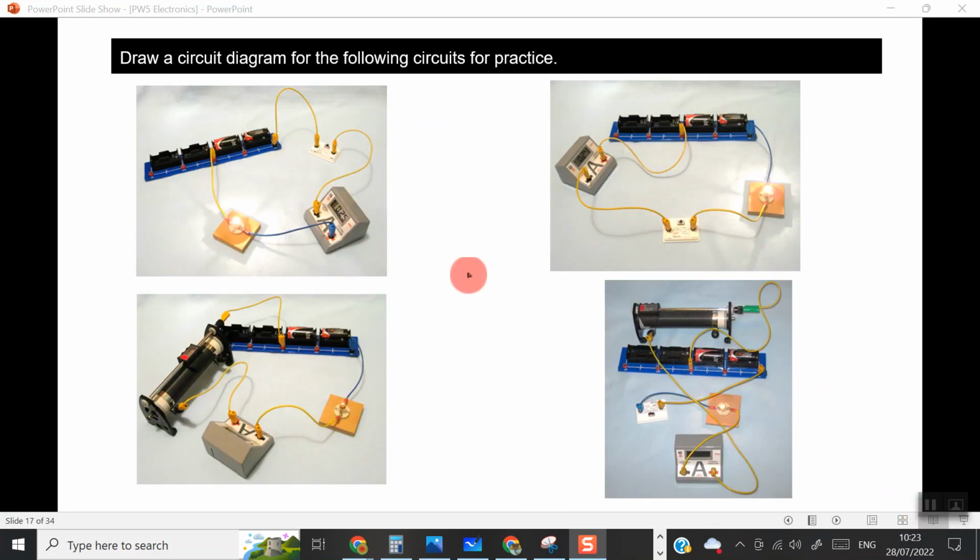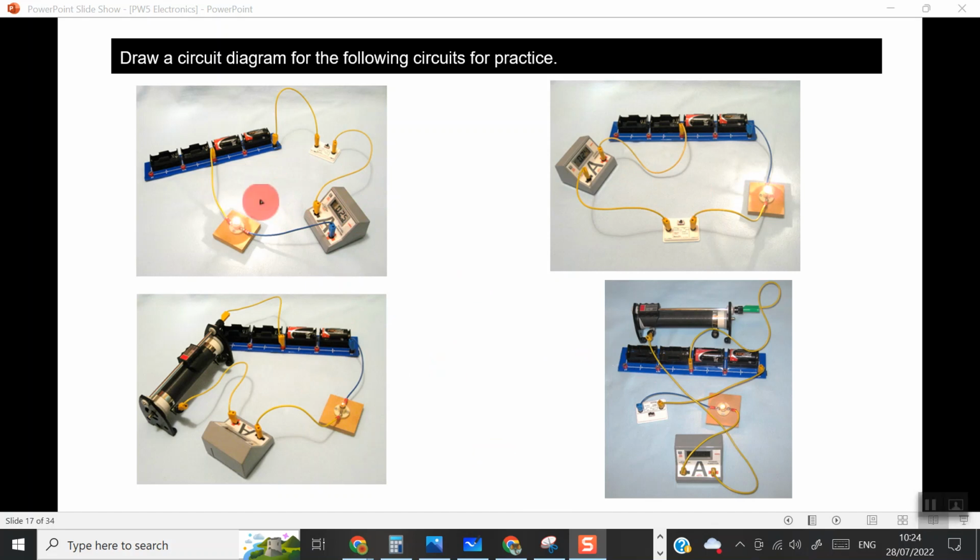So what I'd encourage you to do is to pause the video, have a look at each of these circuits here, and draw each of these circuits using the symbols. Give yourself about 5 or 6 minutes to draw each of these circuits.